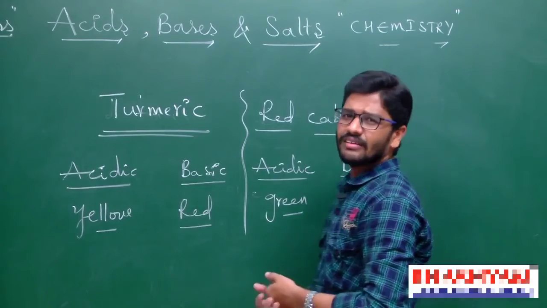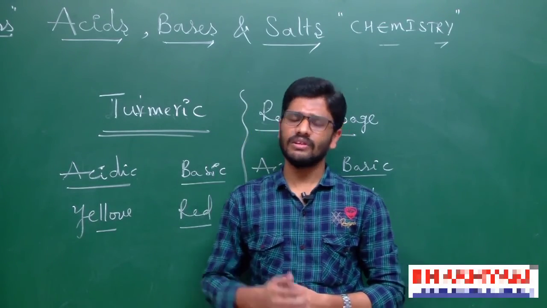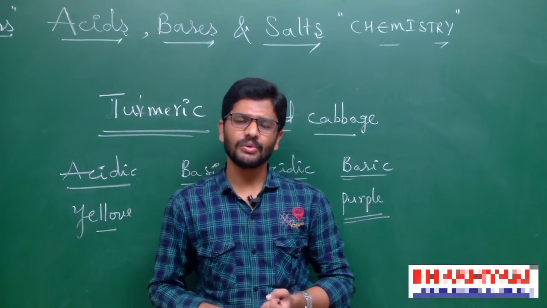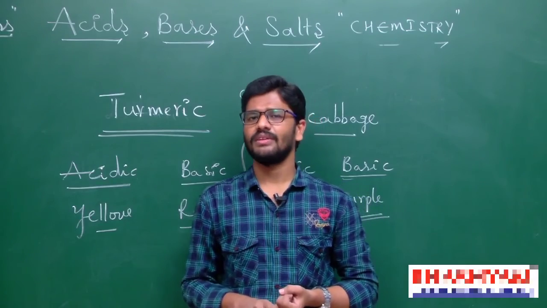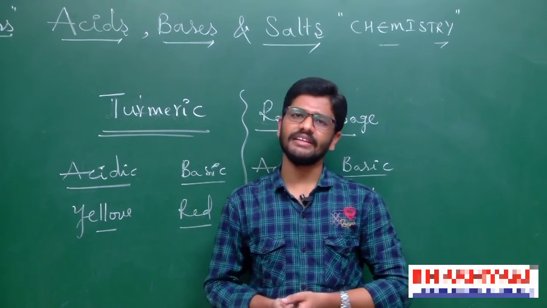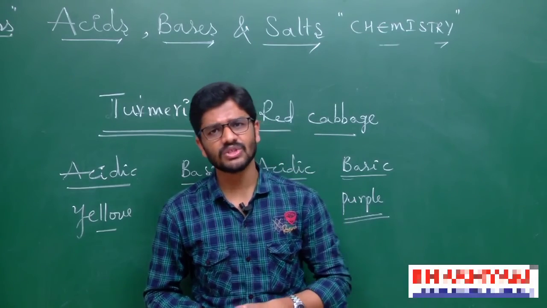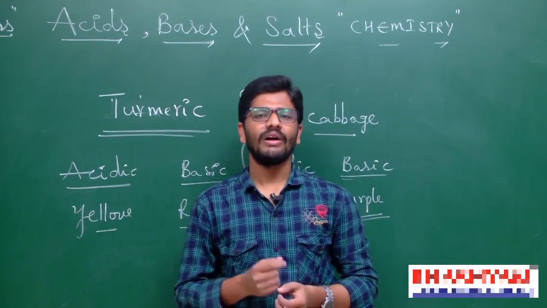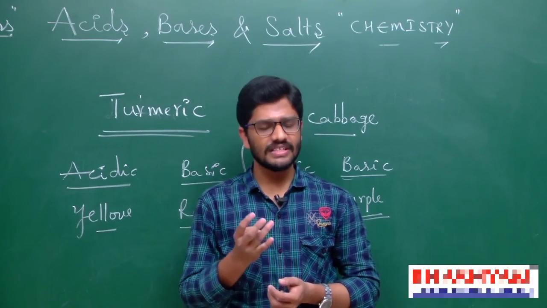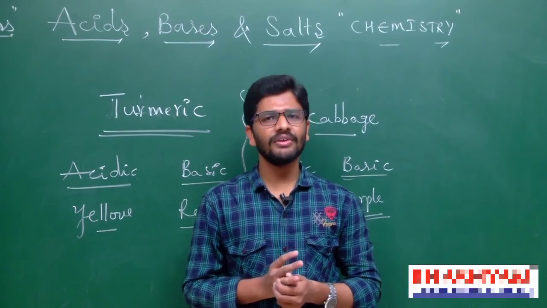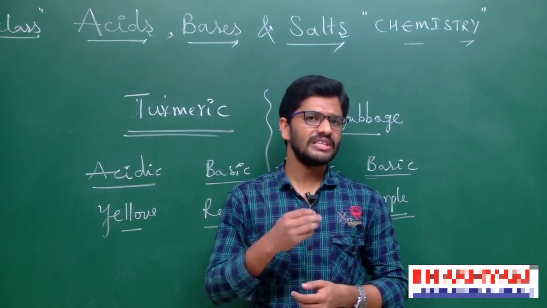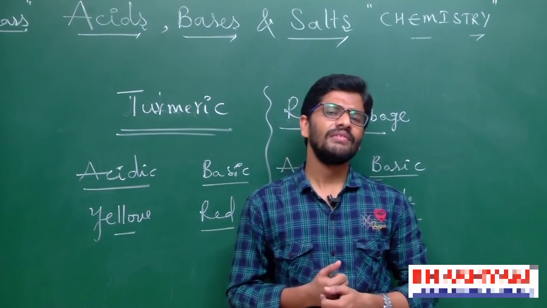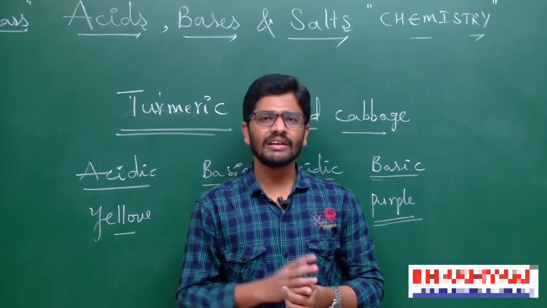So several other indicators are there, such as beetroot and petals of hibiscus. These are also considered natural indicators. Okay students, in this session we have discussed what is meant by acid, what is meant by base, and how you can identify whether a substance is acid or base. In the next session we will discuss the artificial indicators.